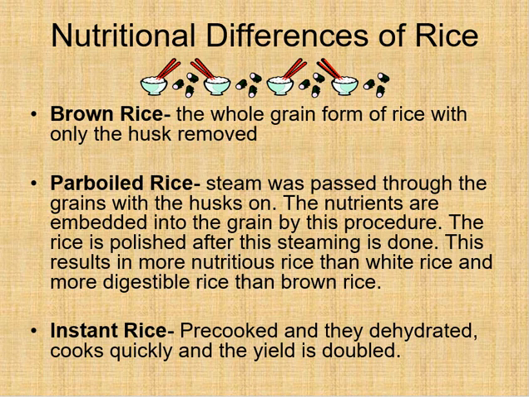Next we have instant rice. It's par-cooked and then dehydrated. It cooks quickly, and the yield is doubled. One of the things about rice is people think wild rice is a form of rice, but wild rice is actually a grass, so it does not fall in this category, although it's very similar in looks. You'll cook them similarly, but wild rice does have a tendency of being a little bit seedier.